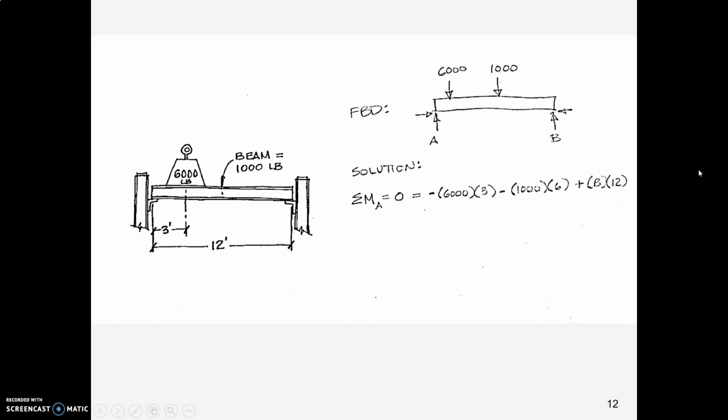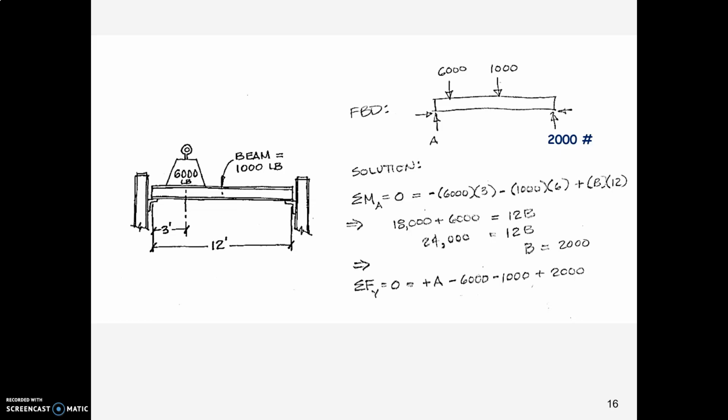So there's my equation. Now, smooshing the numbers together, I wind up with 18,000 and 6,000. And I'm going to add both of those to the other side so I can get rid of the negative numbers. So I've got 18,000 plus 6,000 equals 12B. I'll smush them together a little more. 24,000 equals 12B. So what could you do? You could divide both sides by 12 and find out that B must be 2,000 pounds. So I'm going to write 2,000 pounds under B.